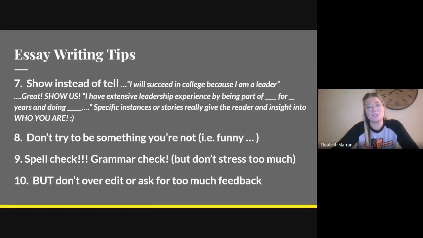So the seventh one is going to be show instead of tell. You've probably heard this from your English teachers before. An example would be, I will succeed in college because I'm a leader. Although that's definitely true and an awesome thing to say about yourself, when you're writing an essay, the essay readers are really looking for you to show them. I have extensive leadership experience by being a part of Girl Scouts for 10 years and doing XYZ. So you can say you're a leader, but how are you going to show them? Like we talked about, that proof and being honest and saying exactly what you've done. Readers love specific instances or stories about you. Again, just give them insight into who you are and what makes you unique.